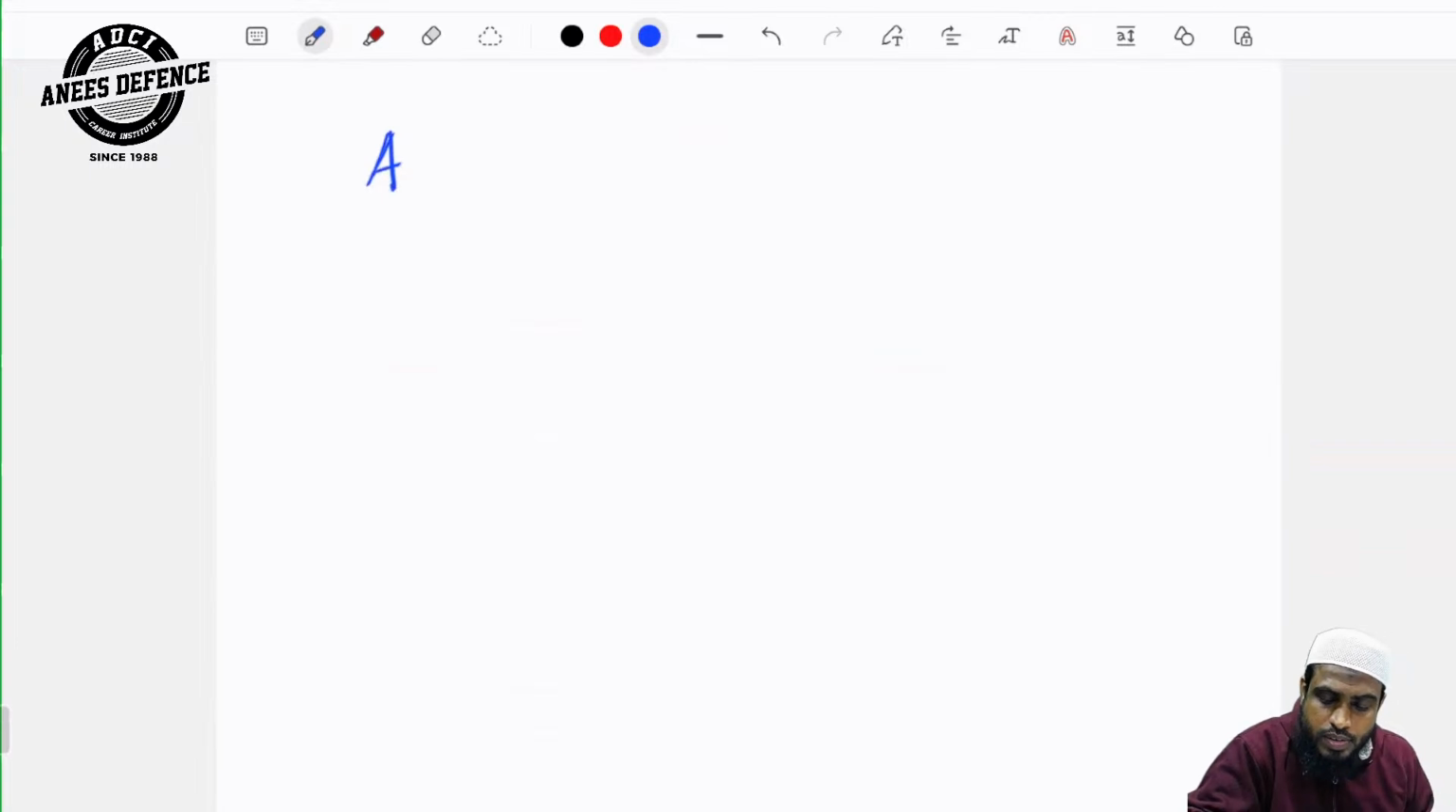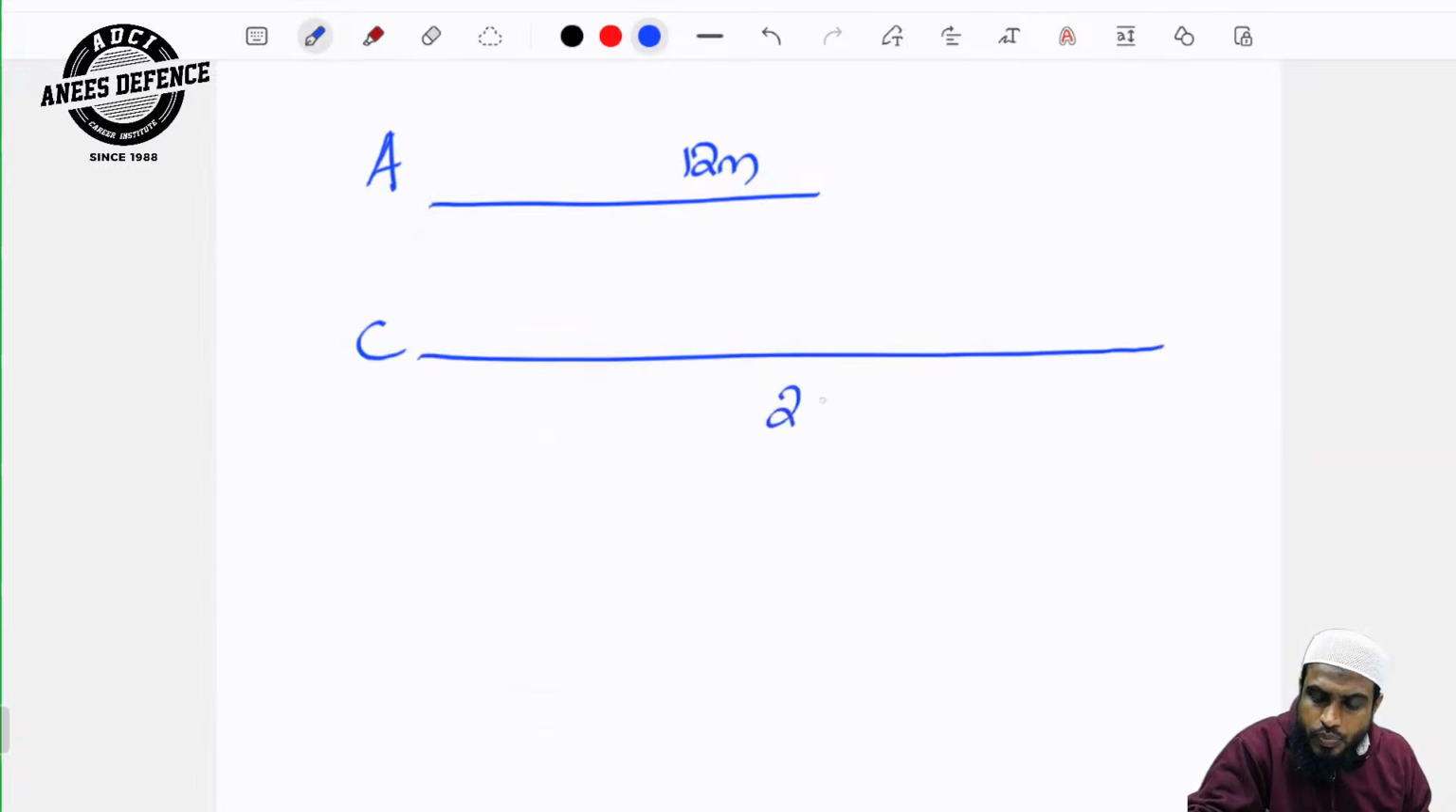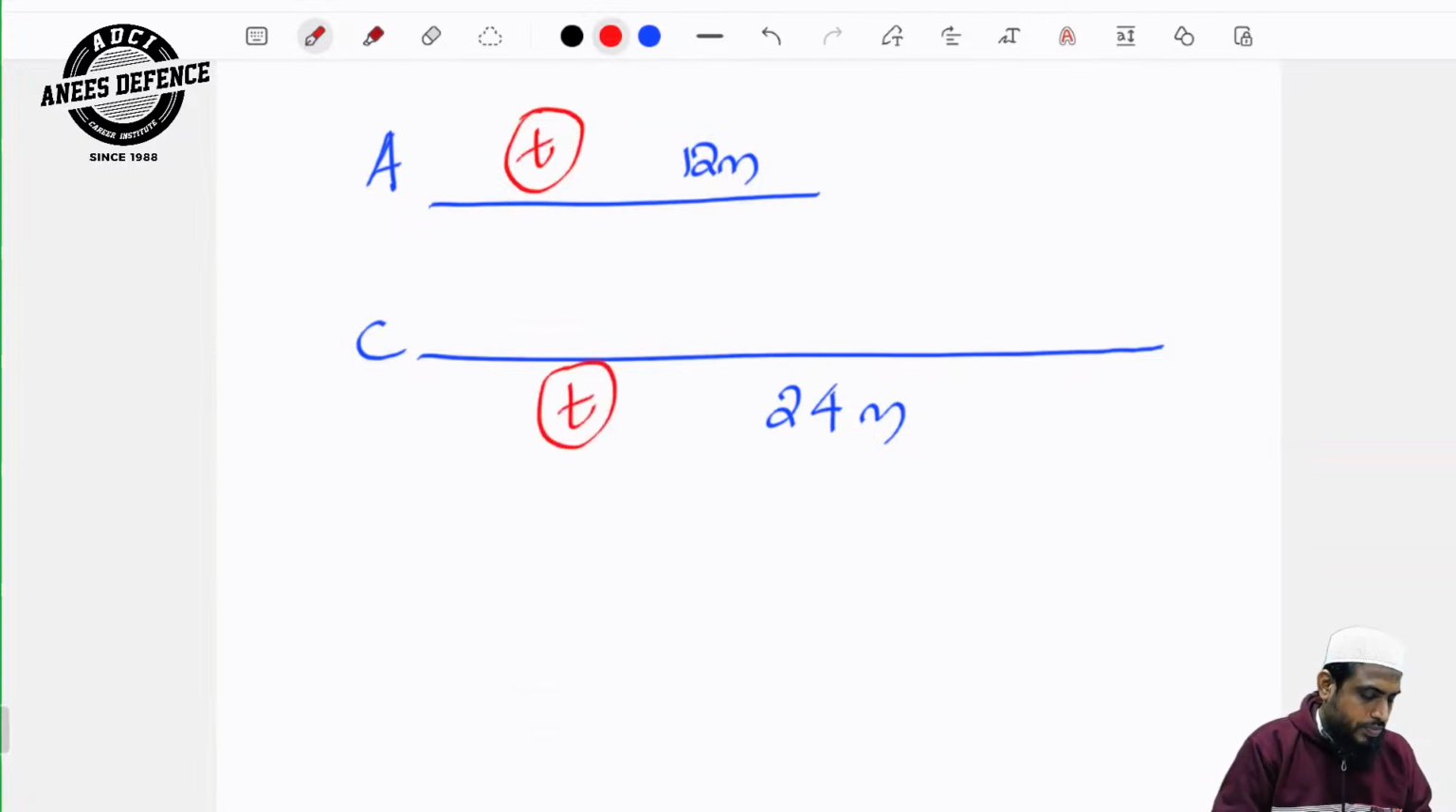Here one athlete is there, one car is there. An athlete is going 12 meters. A car is moving 24 meters. An athlete takes as much time in running 12 meters as a car takes in covering 24 meters. The meaning is the time is constant. For example, the time taken is t. Here also the time taken is t.